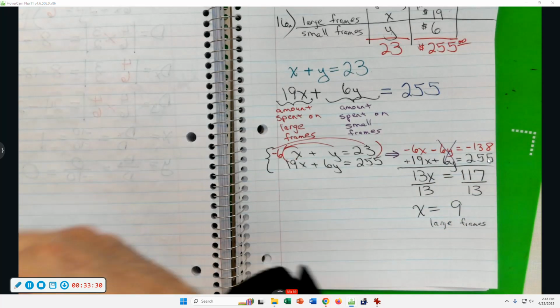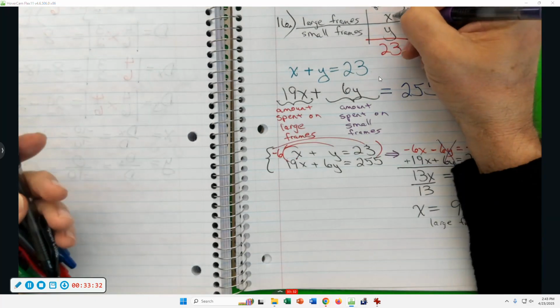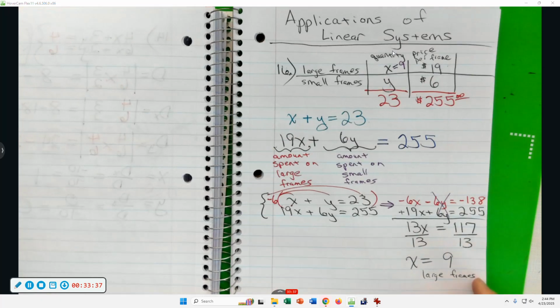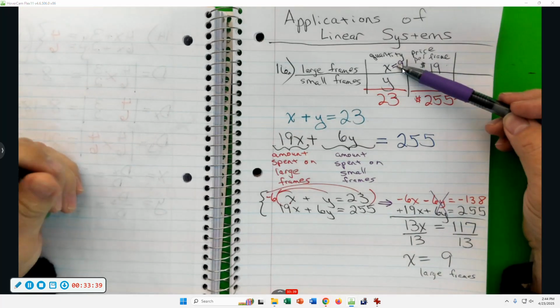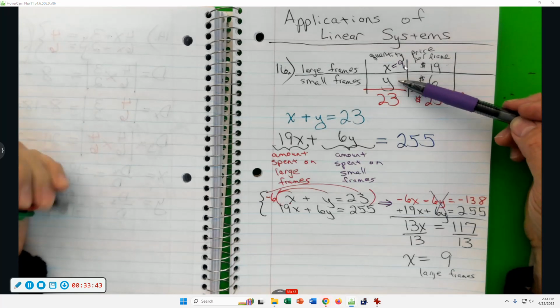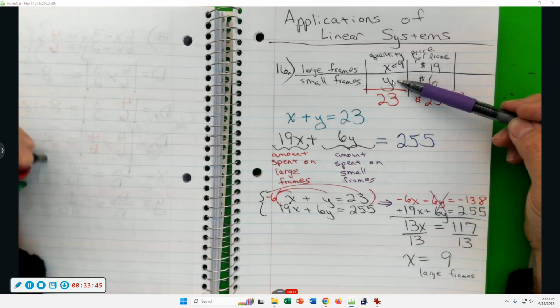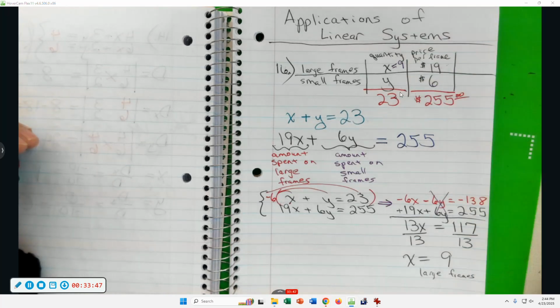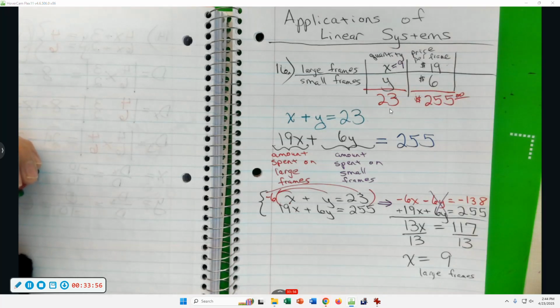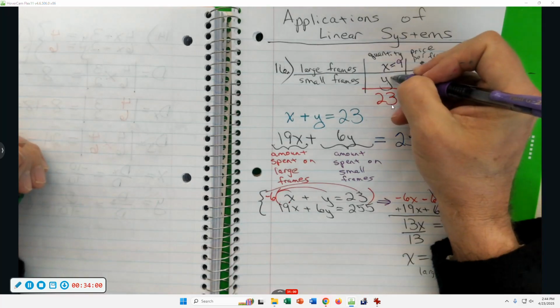We now know the value of x. It's 9. That means all the other frames have to be small frames. You can just stop and think your way through. What does y have to equal? You know that x plus y has to be 23. 9 plus what gives you 23? 14.